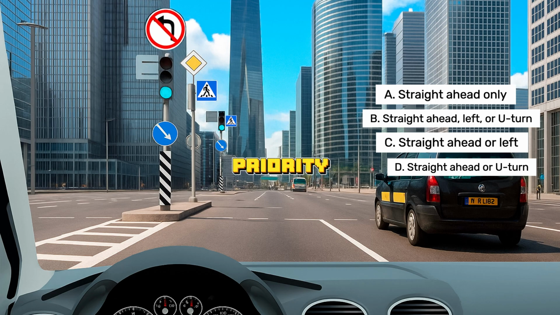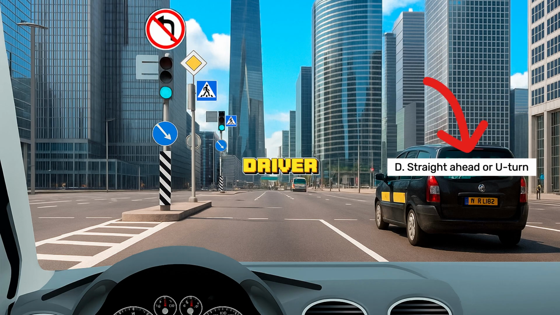The main road remains with us, which means that at the intersection, when driving straight or when turning, we have priority. The pedestrian crossing reminds us that you need to be ready to give way to pedestrians if they appear. Thus, in this situation, the driver can continue driving straight or turn around. It is prohibited to turn left.